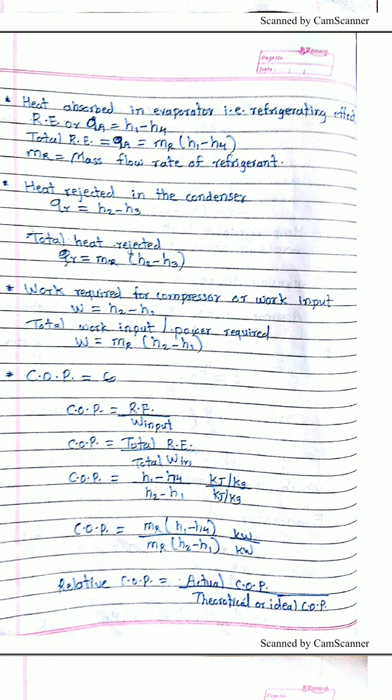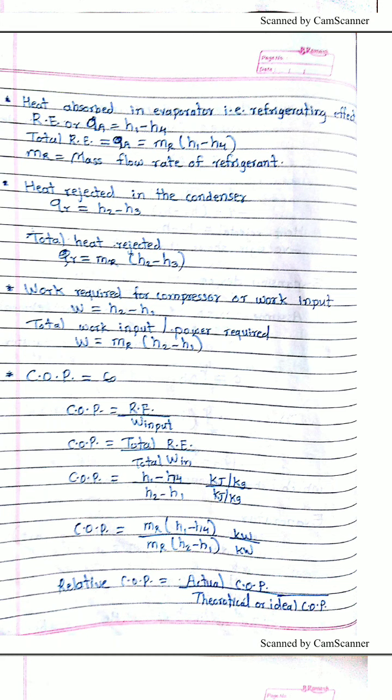Please remember, if the mass flow rate is not given, you have to assume it as 1. If the mass flow rate is given, as 1 kg per second, 3 kg per second, 10 kg per second, or 50 kg per minute, it can be given in different ways. So we have to multiply by that mass flow rate.